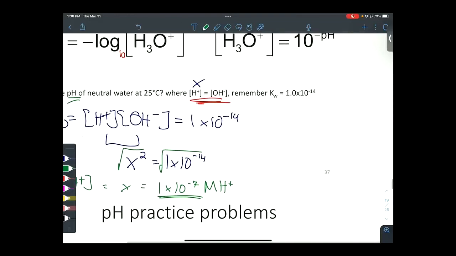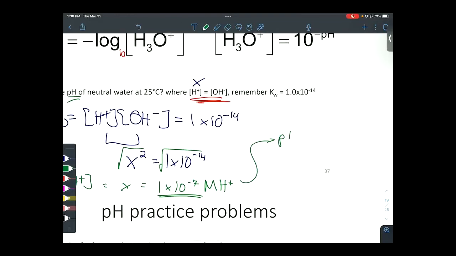So this is not my answer. I need to convert this to pH now. To convert that to pH, I do negative log base 10, so make sure you find that on your calculator: negative log of 1 times 10 to the negative 7. All I did was plug the H plus concentration into that negative log expression. And when you do that, negative log of 1 times 10 to the negative 7, I get 7. The pH of pure water is 7.